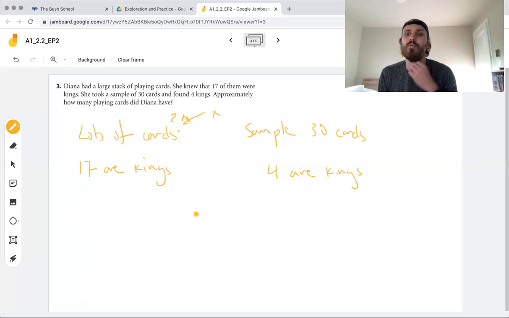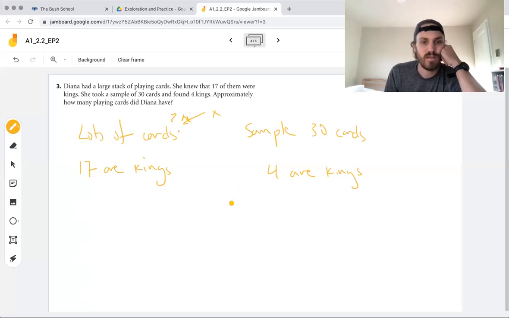So anytime you want to find something, that's what we use the variable for. So now we can set up our proportion. It should be something over something equals something over something. So your units should match. So we could maybe say 17 kings out of the total number of cards has to be equal to 4 kings out of the 30 cards. So we've got 17 over x equals 4 over 30.